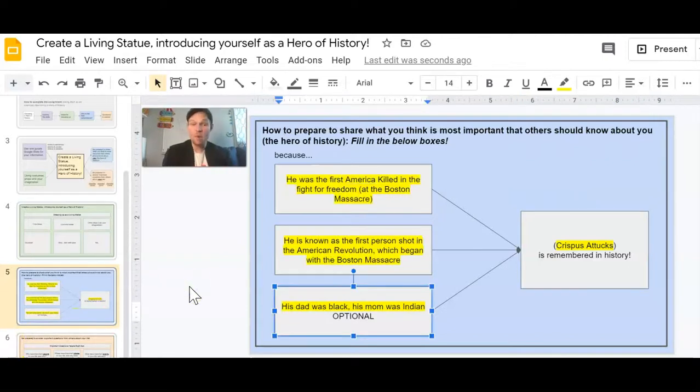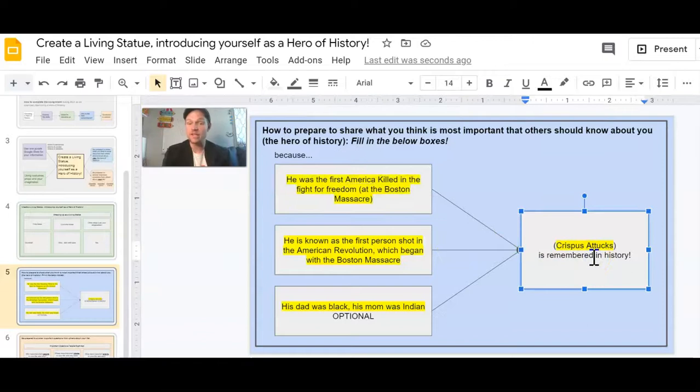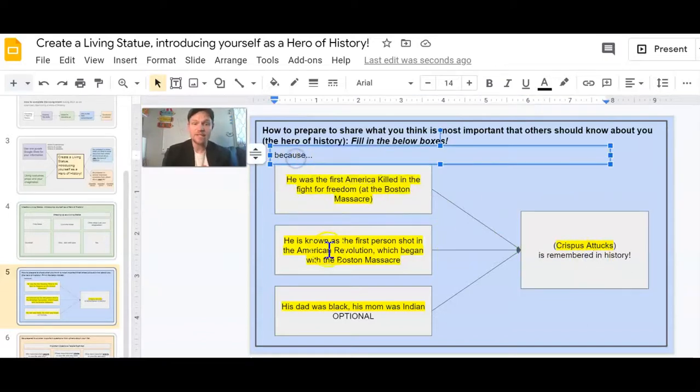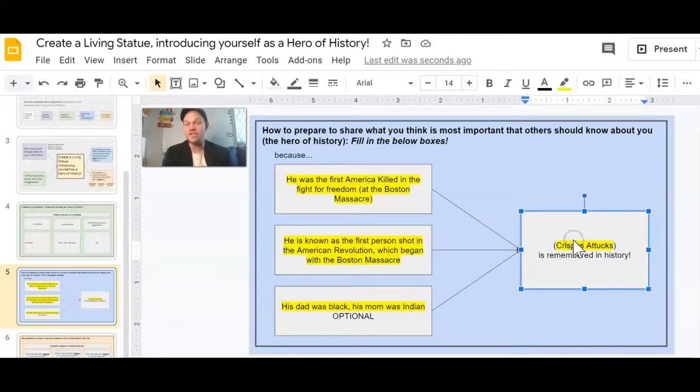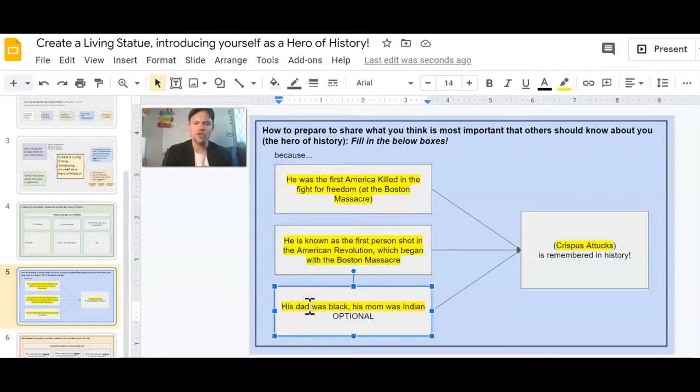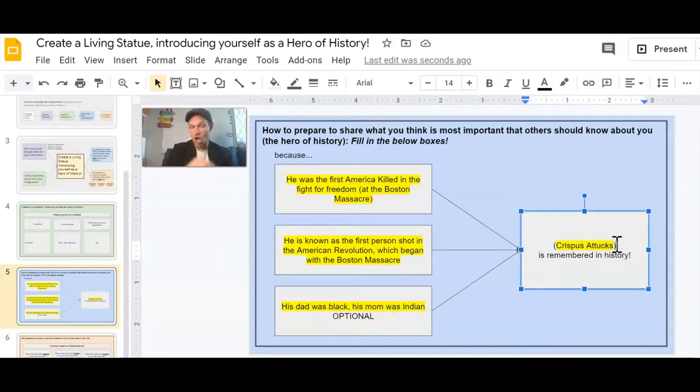Okay, guys, so with this part here, I wrote that he was the first American killed in the fight for freedom at the Boston Massacre. That is why Crispus Attucks is remembered in history. And because he's known as the first person shot in the American Revolution, which began with the Boston Massacre, Crispus Attucks is remembered for history. And this last one's kind of an optional one, but I put in there, his dad is black and his mom was Indian, which is why Crispus Attucks is also remembered in history.